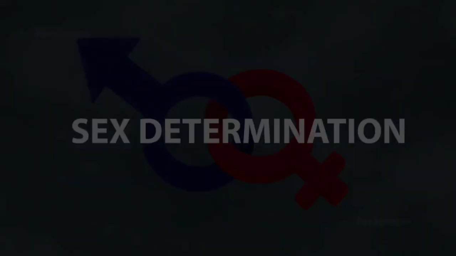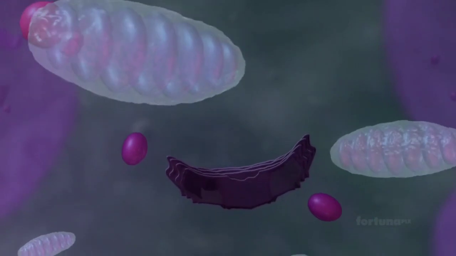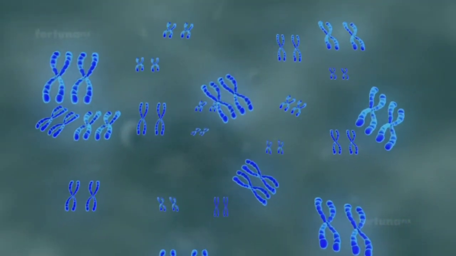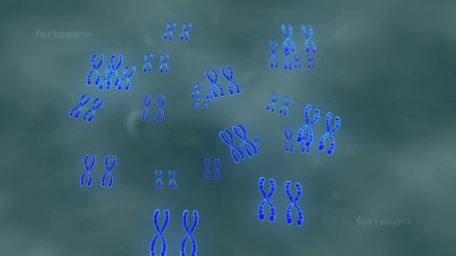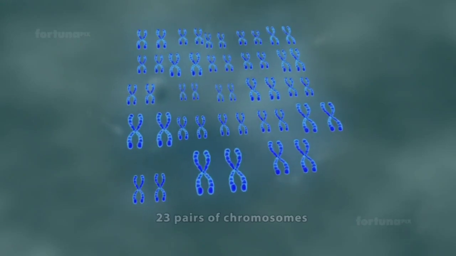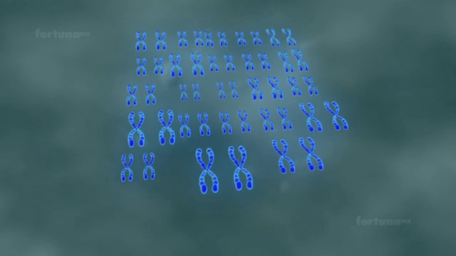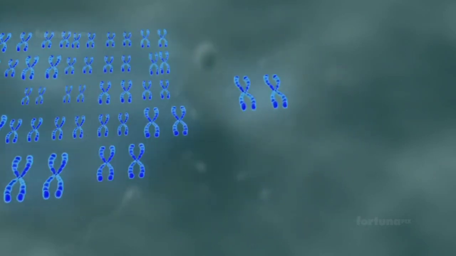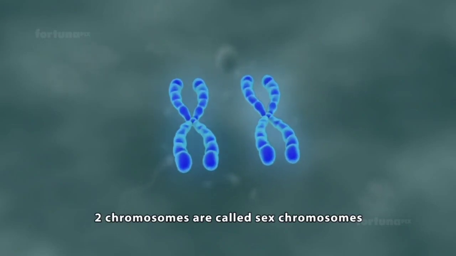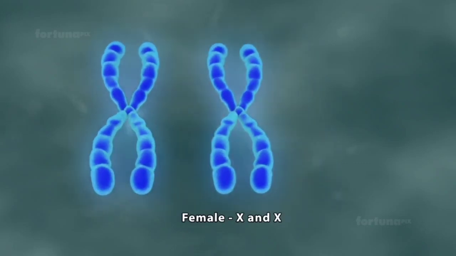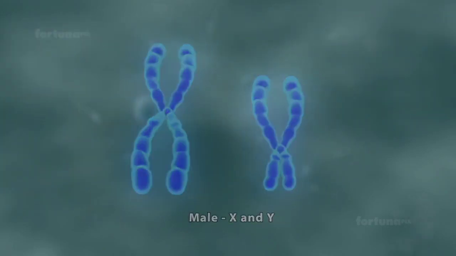Sex determination. The sex of an organism is determined by specific chromosomes called sex chromosomes. In humans and other mammals, an XY sex determination system is followed. Every cell in humans, either male or female, has 23 pairs of chromosomes. Of them, 22 pairs are homologous and are called autosomes. The remaining 2 chromosomes are called sex chromosomes. In females, the sex chromosomal pair will be X and X, while in males, it will be X and Y.